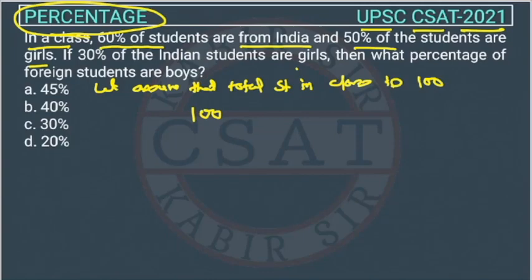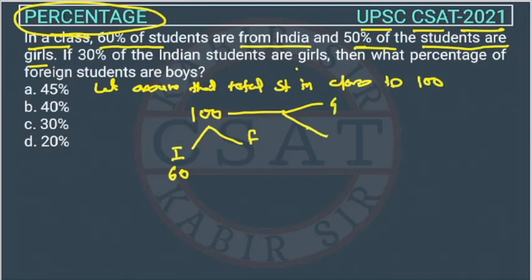Okay, what is given in the first statement? 60% of the students are from India. So in this 100, there are some from India, and these are foreign students. So how many are from India? 60%. 60% of 100 will be 60, right? Now, 50% of the students are girls. So they have divided this 100 into boys and girls also. How many are girls and how many are boys? 50% are girls. 50% girls means 50 are girls. So boys will also be 50%. So these are 50.